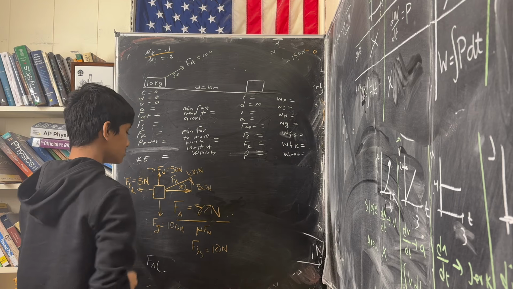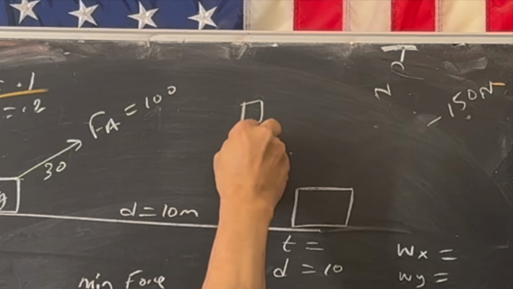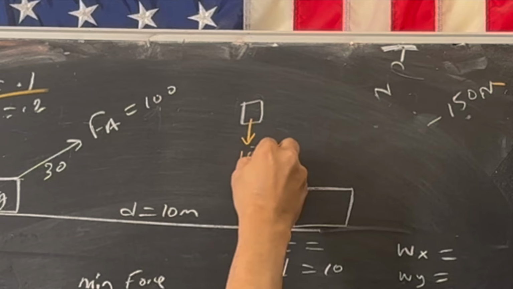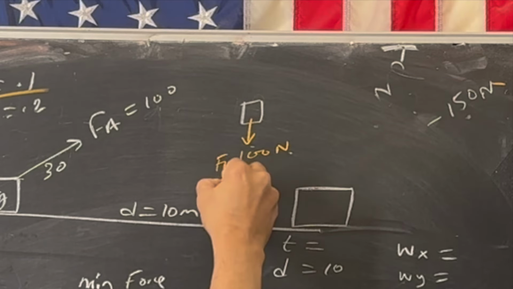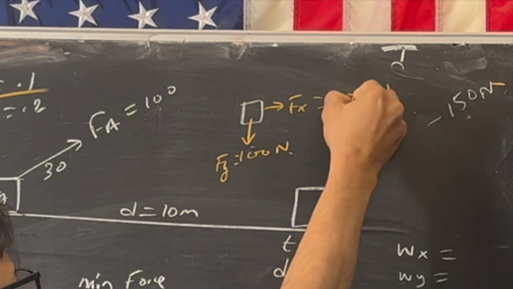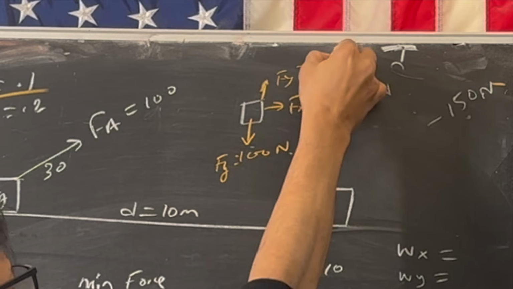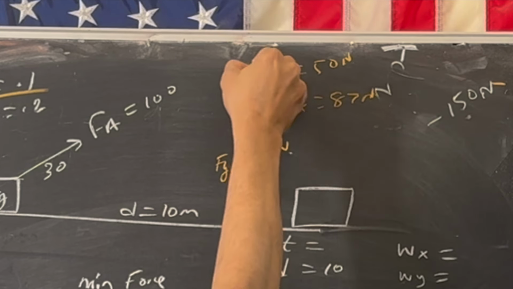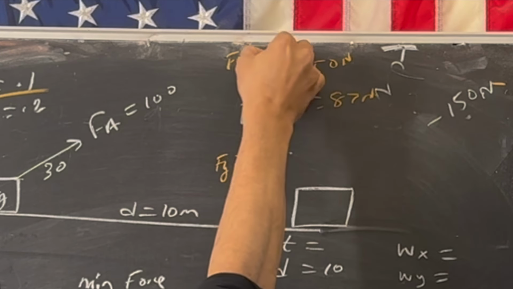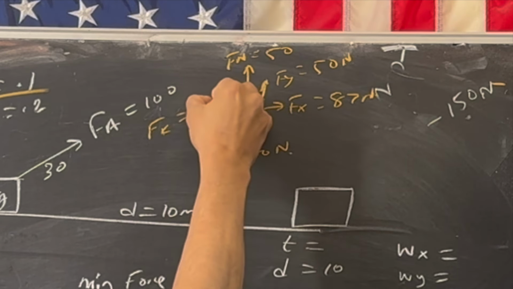Okay, thank you. Save the space. I'm going to put it over there. This one is what? 100 Newton. And this one is Fg. This one is Fx. Fx is how much? 87 Newton. This one is Fy. Fy is 50 Newton. And this one is Fn. Fn is how much? 50 Newton. And this one is Fk. Fk is how much? 5 Newton.